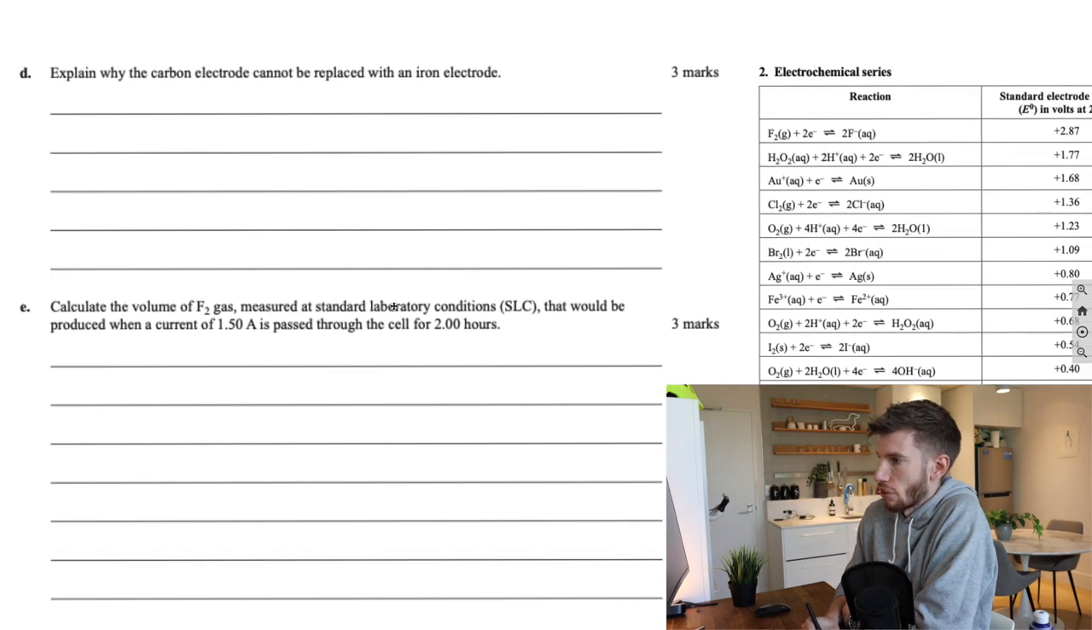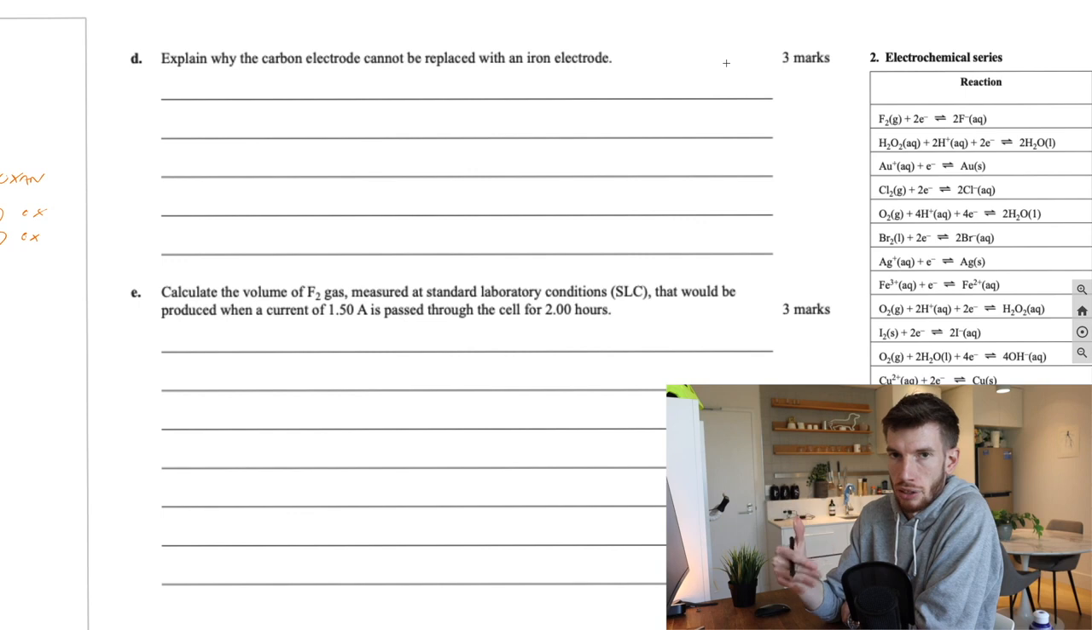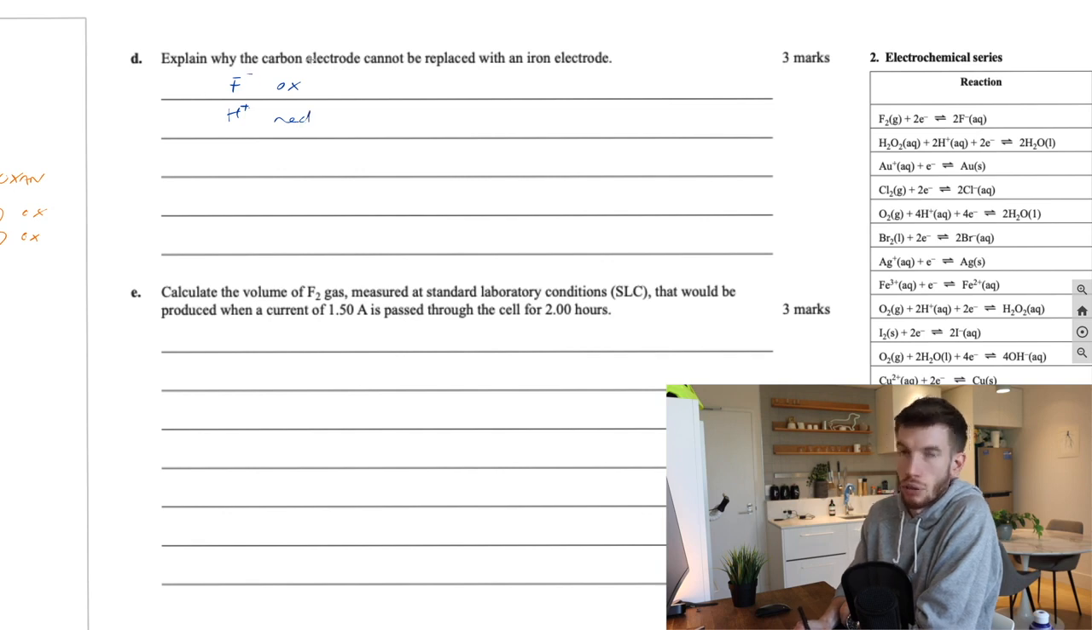I've got an electrochemical series over here as well. So explain why the carbon electrode cannot be replaced with an iron electrode. So whenever it's about choice of electrodes using inert things like carbon and platinum, this is about the relative reducing and oxidative strengths of different materials. So we're trying to have the fluorine, I'll just put some notes here, the fluorine we want to oxidize, and we want the protons, we want them to reduce like this. This is our goal here.